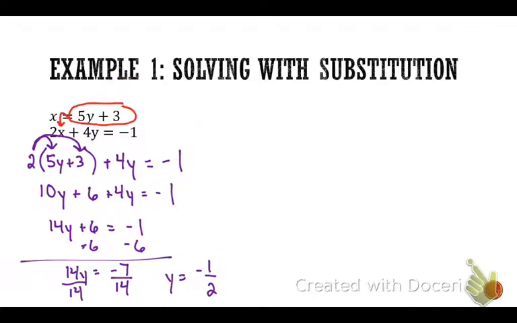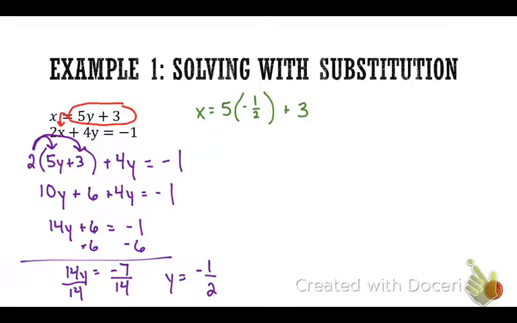So now we have x equals 5 times negative 1/2 plus 3. All right? Now, multiplying something by half is not a big deal because you're just taking half of it. So what is half of 5? Not 3.5, but 2.5.